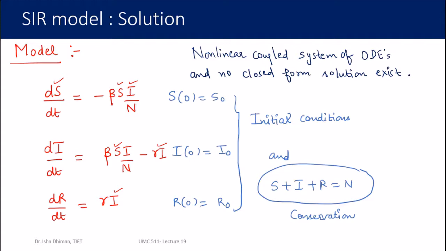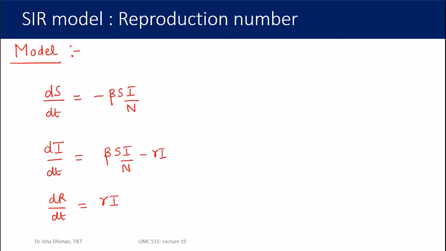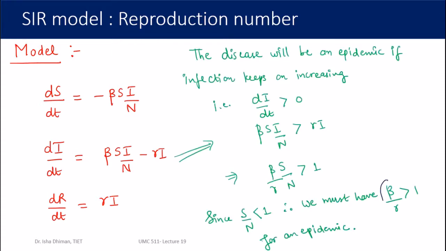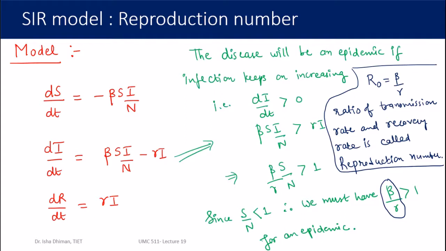But before going to that, let's just do some analysis and try to find what this reproduction number is. So the reproduction number basically tells you how the disease is spreading. Okay, so let's first calculate it. What is the mathematical formula for it, and then we'll talk about it. So let's focus on the second equation. The disease will be an epidemic if infection keeps on increasing. That is, dI/dt is positive.